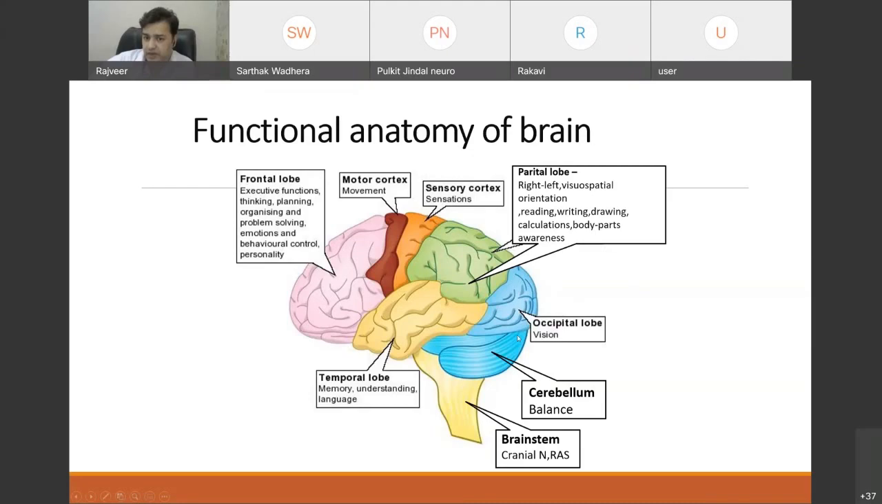And behind it is the occipital lobe, which you all know deals with vision. And then there is the temporal lobe, which deals with temporal memory and language. And behind it is the cerebellum, which controls balance. And then there is the brain stem, which has three parts: midbrain, pons, and medulla. It has the cranial nerves except the first and second, and then the reticular activating system. So this is the gross functional anatomy of the brain. You should be aware of this.